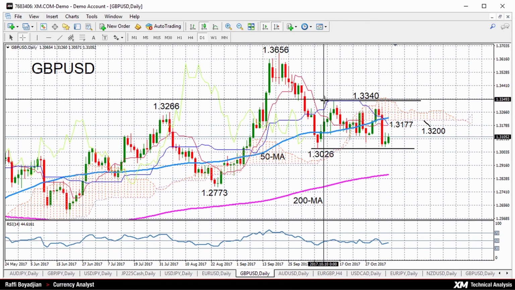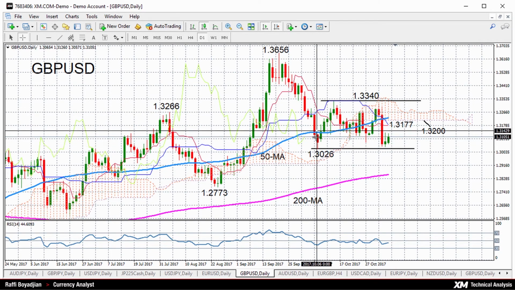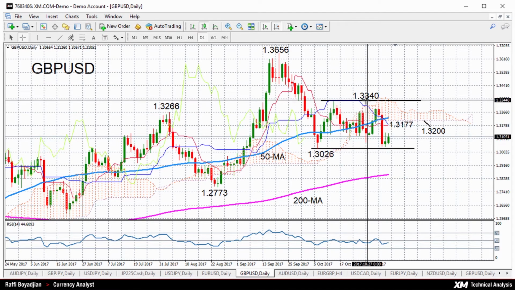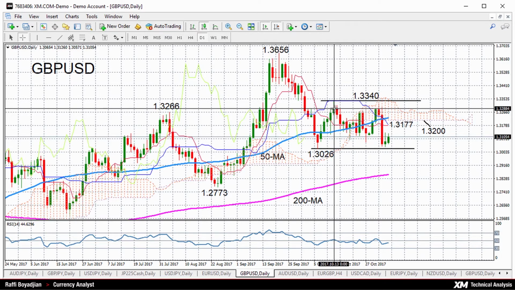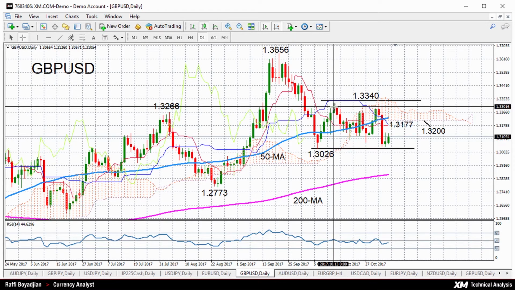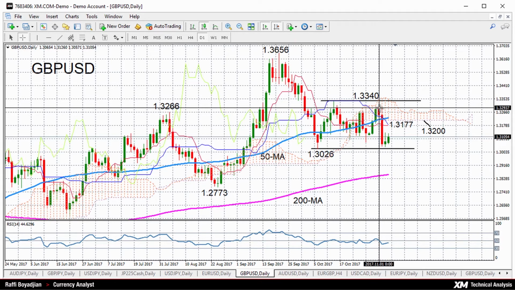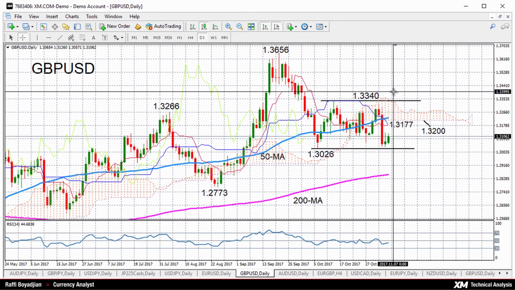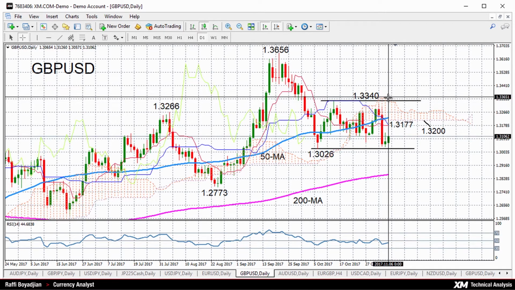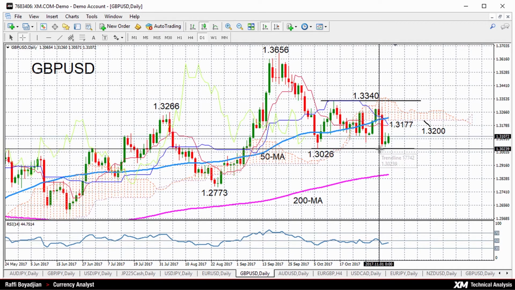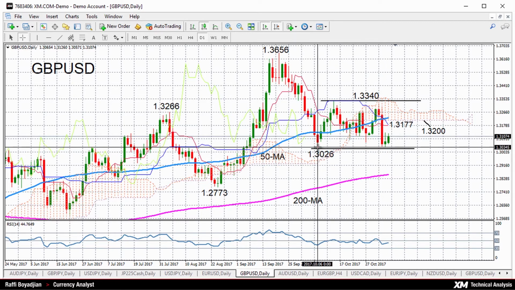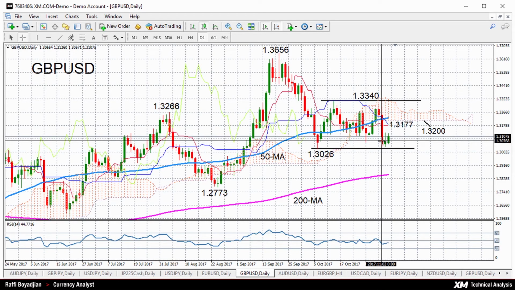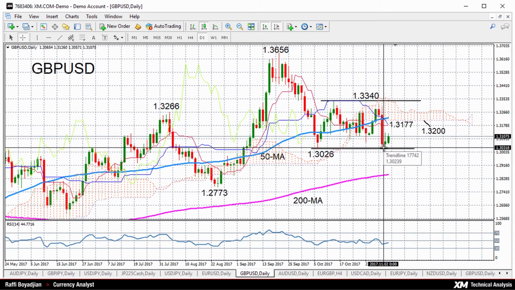We can see that the pair has been confined to range between 1.3026 and 1.3340. Prices twice failed to break above 1.3340, first in mid-October and then early in November. A break above 1.3340 would signal a shift to more bullish bias from the current neutral one, whereas to the downside, a break below 1.3026 would signal a shift to a bearish one. We can see that support level first came into force in early October and then twice early in November.